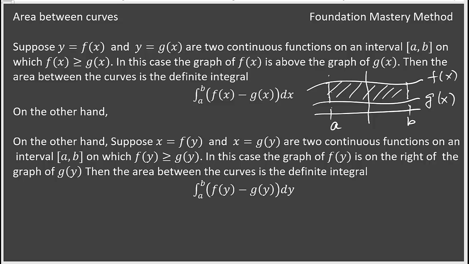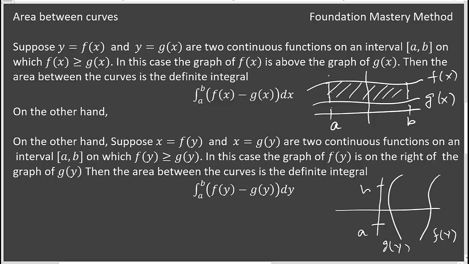Now we write f of y minus g of y, and our integration will be with respect to y. And let me show you graphically how it looks. Suppose this is my graph f of y and this is my graph g of y, and now we have interval from a to b on y. So then you can see the region bounded by these two curves, and between ab is this one.